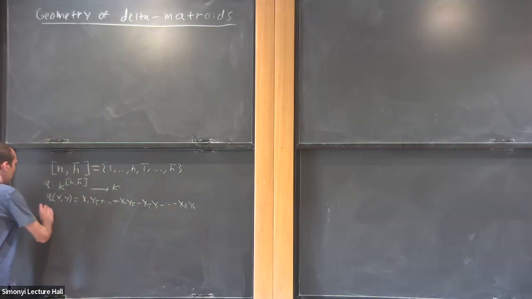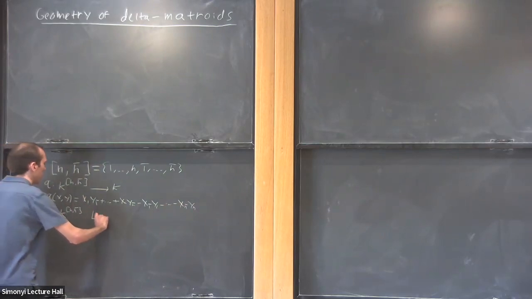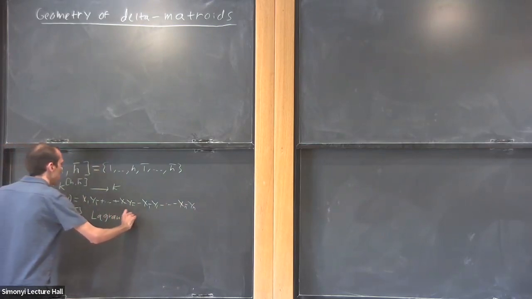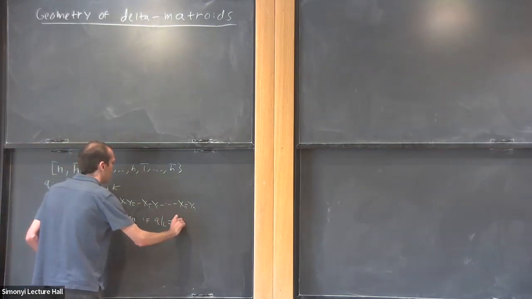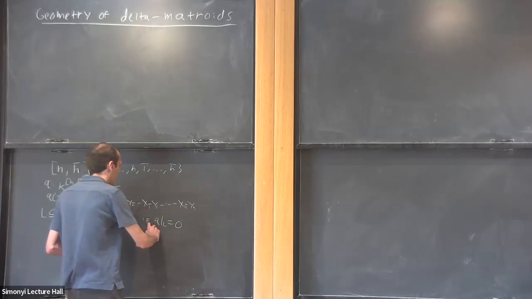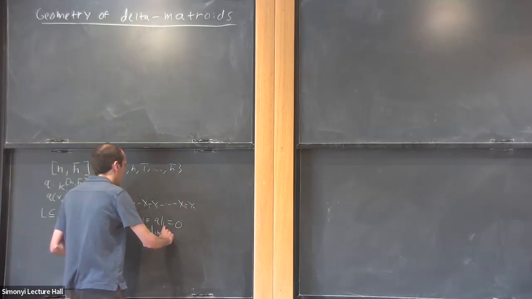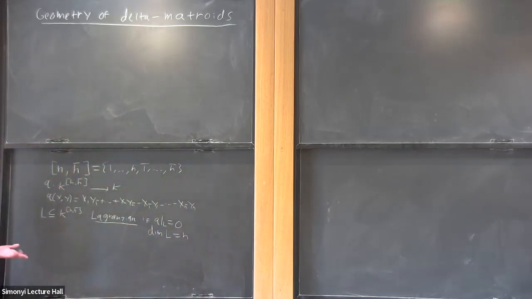And then we say that some subspace L contained in K to the n bar is Lagrangian if Q restricted to L is equal to 0. So it's isotropic with respect to this form: if I take two vectors in L and I apply Q, I get 0. And it's maximal with respect to this property. It turns out that the largest dimensional isotropic subspace that you could get has dimension n, half of the dimension. And so a Lagrangian subspace is just an isotropic subspace of dimension n.